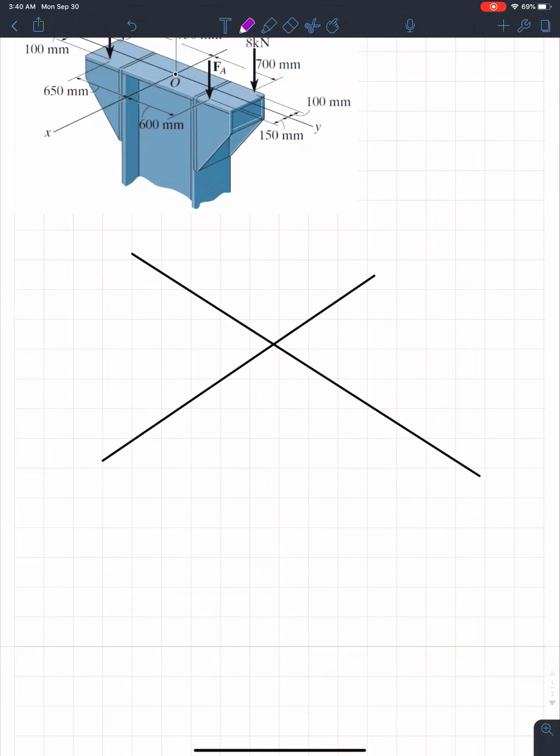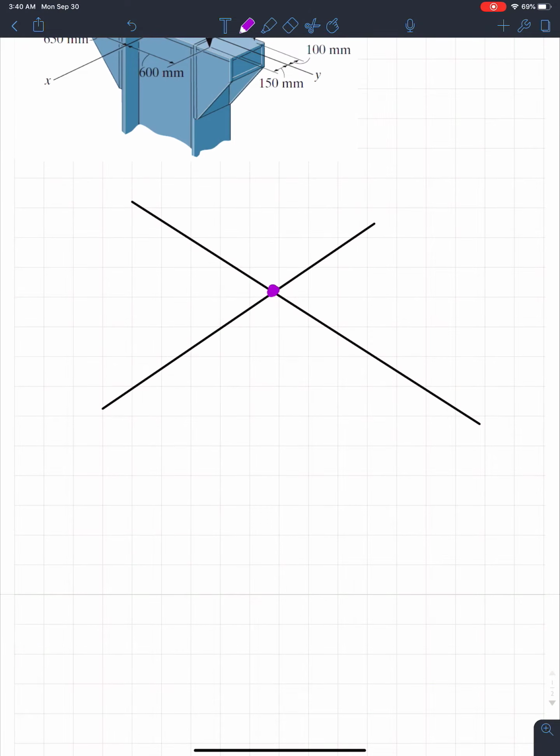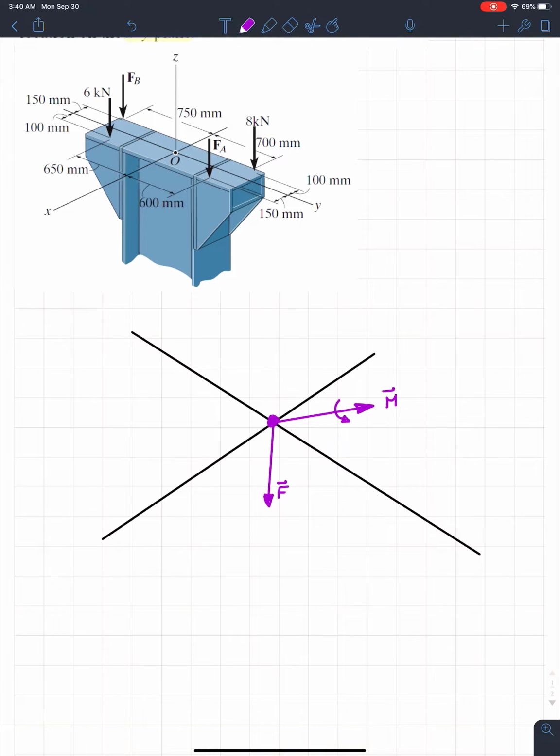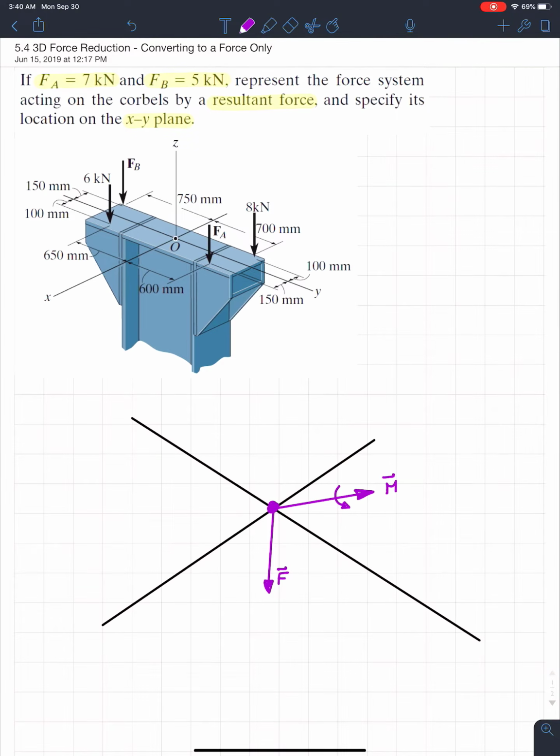All right, so what we're going to want to do is find a resultant moment and a resultant force about this point. Let's say that at that point we have a force vector F like this, and we're also going to have a moment vector like this. I don't know the directions, I'm just making this up. This is what we would have found from last time: the sum of all those forces is equal to a resultant force as well as a resultant moment.